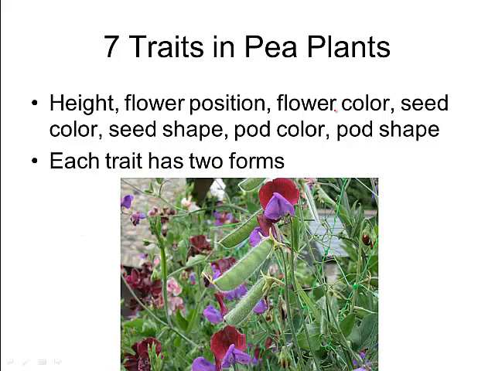And what he found was that for each of these different traits, there were 2 forms that he could easily see. For example, flowers were either purple or they were white. So for every single one of these traits, there were always 2 different forms that showed up in the pea plants. And so he started to get really curious about that.